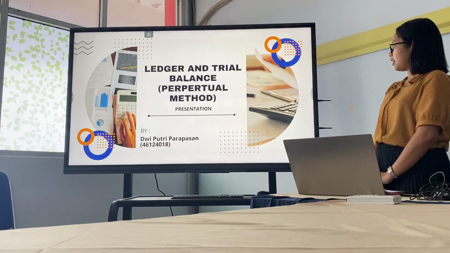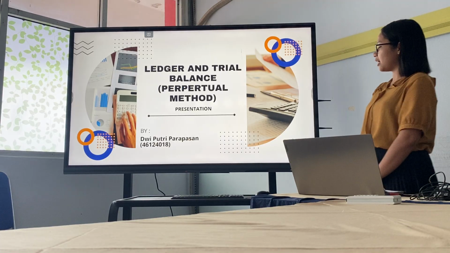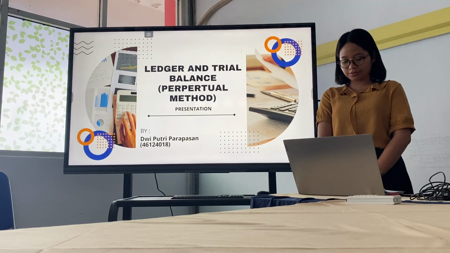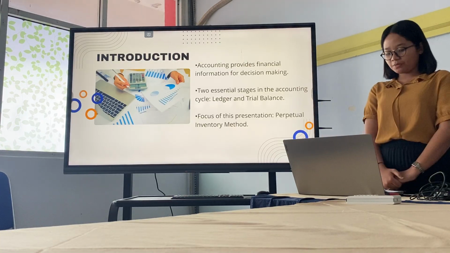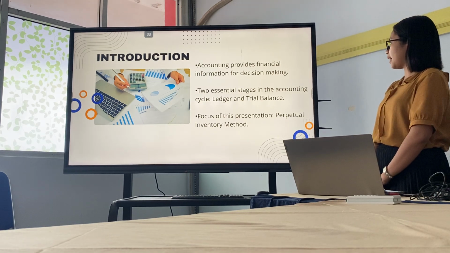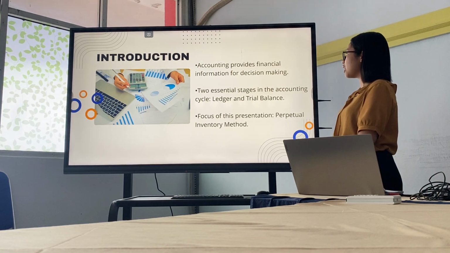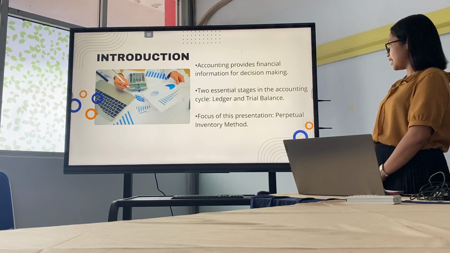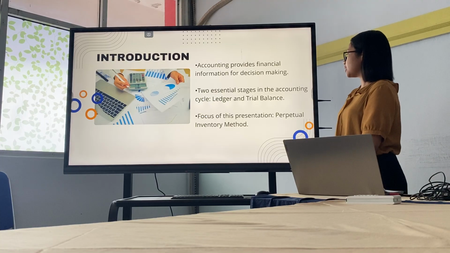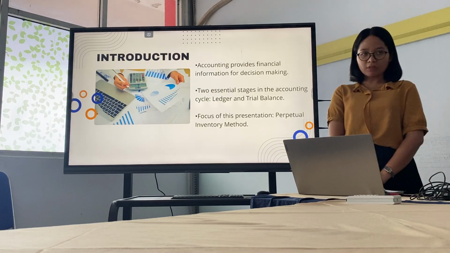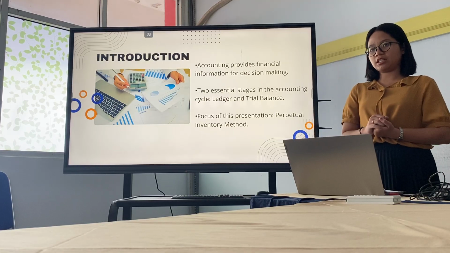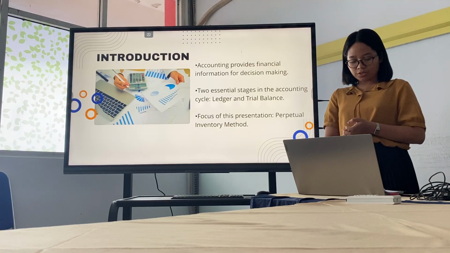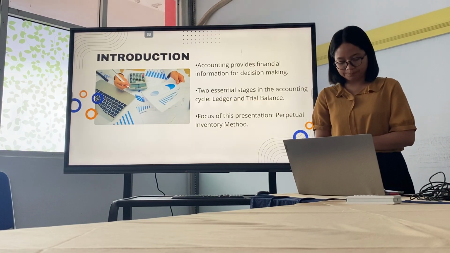And now, I'm going to present about ledger and trial balance under the perpetual method. Accounting is very important because it provides financial information for decision making for a company. There are two essential stages in the accounting cycle: the ledger and the trial balance. My presentation will explain what they are, how they work, and why the perpetual method is important.